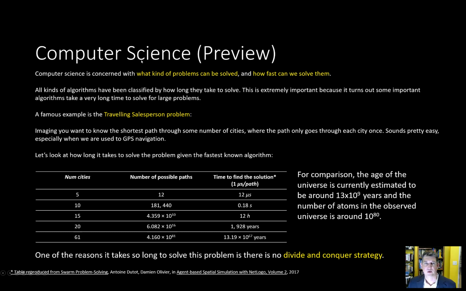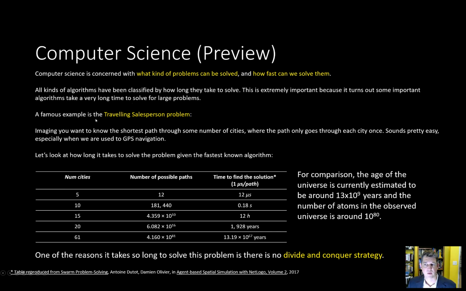And the reason that's important, and it's really what a lot of computer science is about, is not only how do we write programs to solve problems, but how fast do they solve those problems. So let me give you an example of why that might matter.